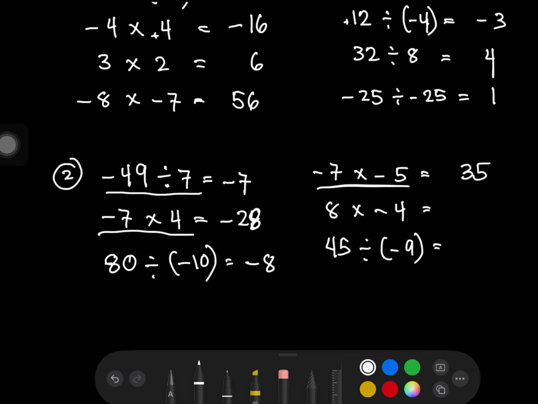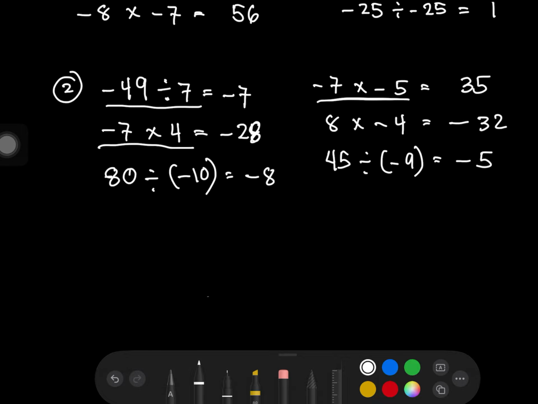So negative times negative is positive. 8 times negative 4 will give you negative 32. And then 45 divided by negative 9 will give you negative, and 45 divided by 9 is 5, so negative 5. All right. So that's how multiplication and division of signed numbers work.